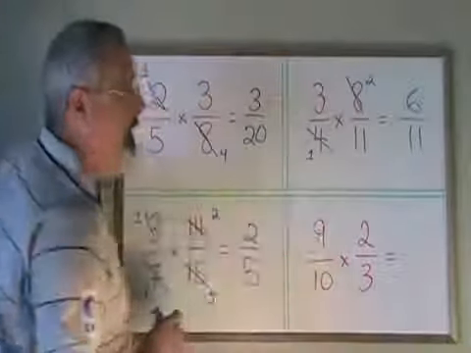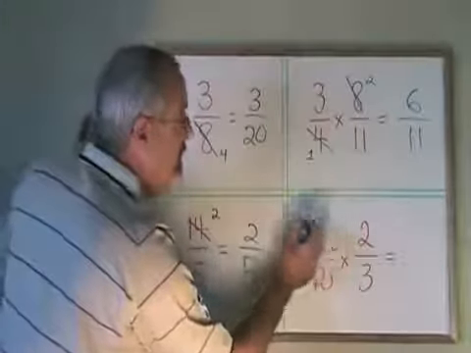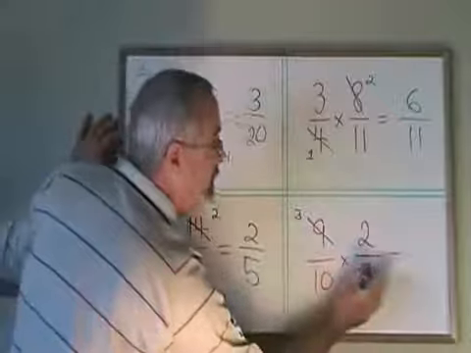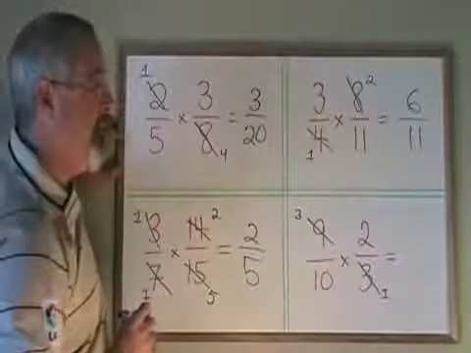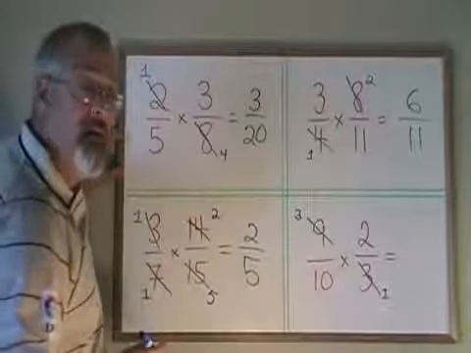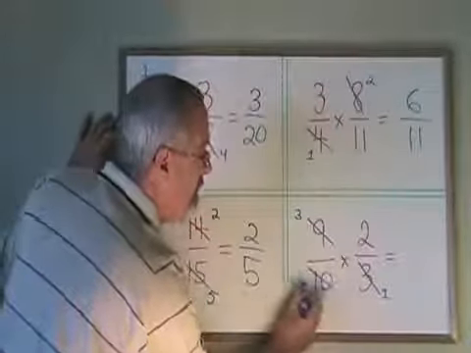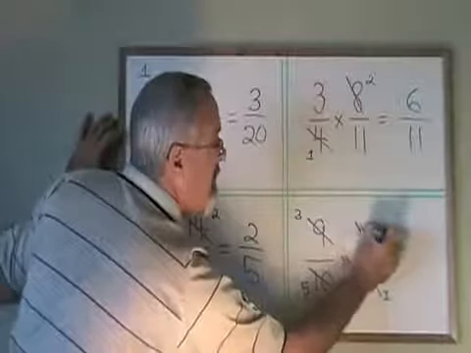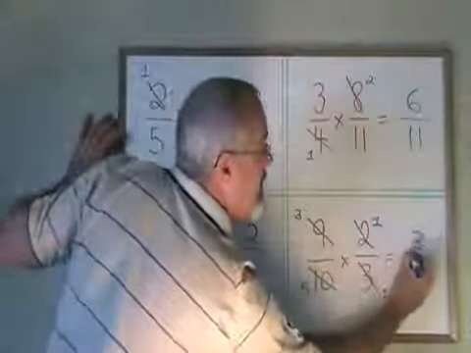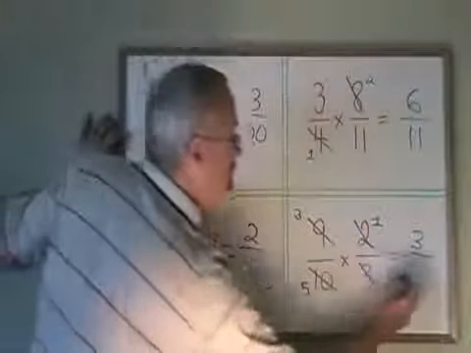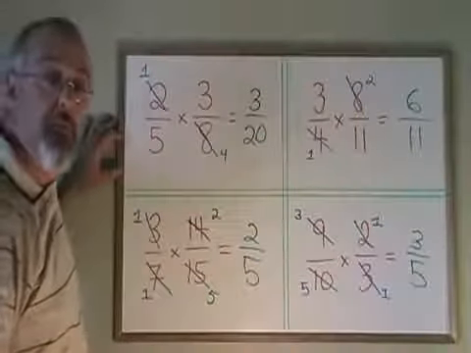Over here, the 9 and the 3 share a common factor of 3, so dividing both of them by 3, I get 1 on the bottom and 3 on the top. The 2 and the 10 share a common factor of 2. Dividing both of them by 2, I get a 5 on the bottom and a 1 on the top. And now my multiplication is 3 times 1 on the top, 5 times 1 on the bottom. I have a final answer of 3/5, which cannot be reduced further.